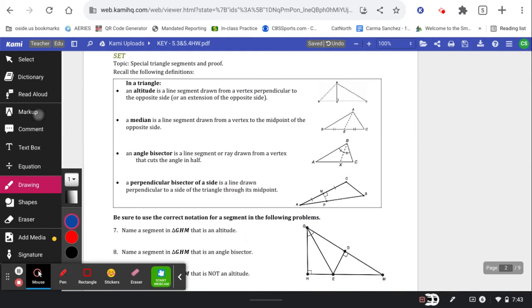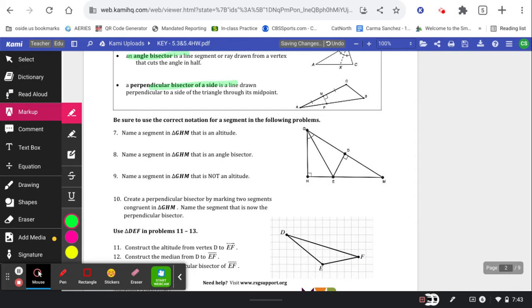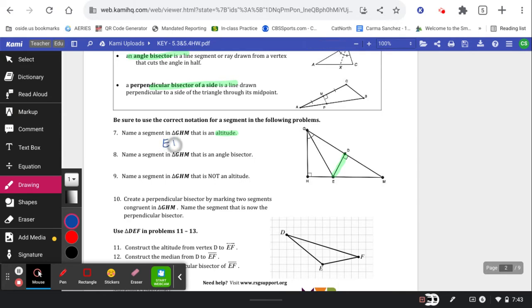Here it gives us a couple definitions that we've gone over in class, but just read those if you need a quick review of what's what. Now it says to name a segment of GHM that is an altitude. So I'm going to highlight this word here. Altitude would be from the vertex to a perpendicular. So I'm going to use that green one there. ED is an altitude of that little triangle.